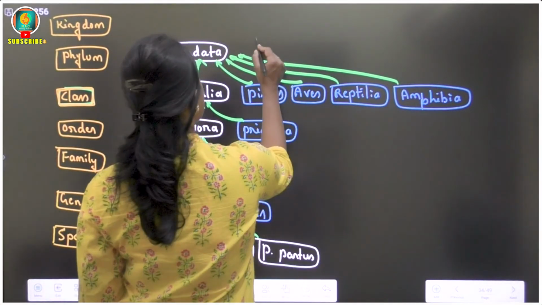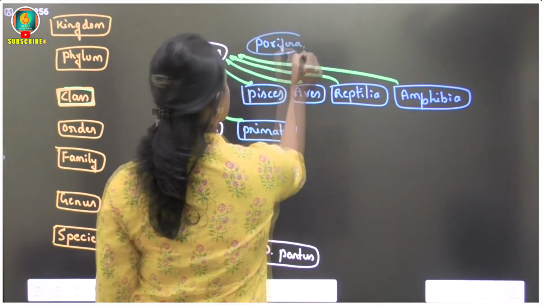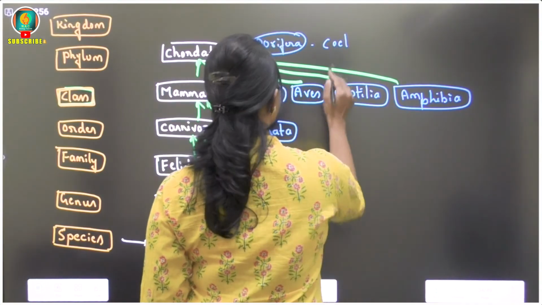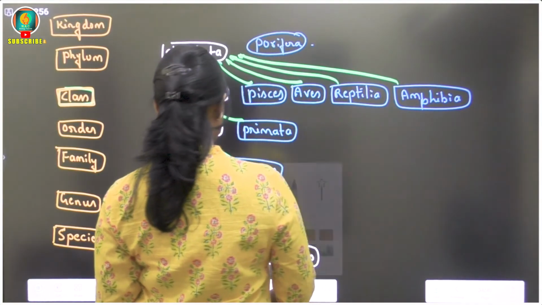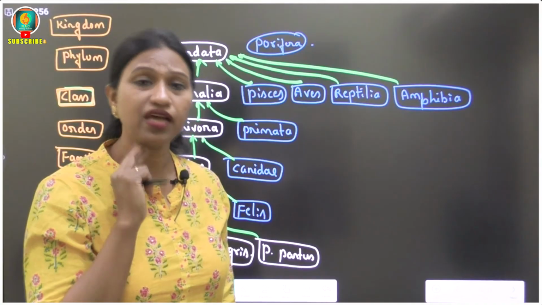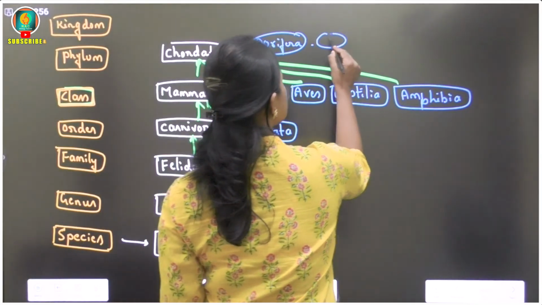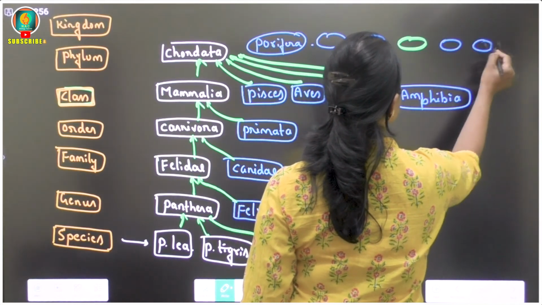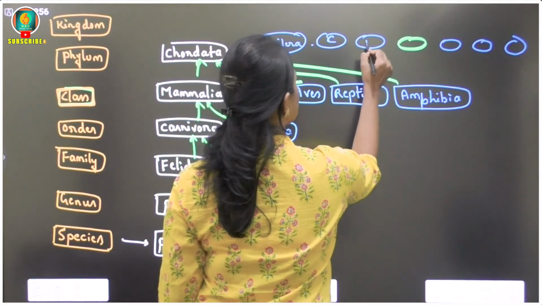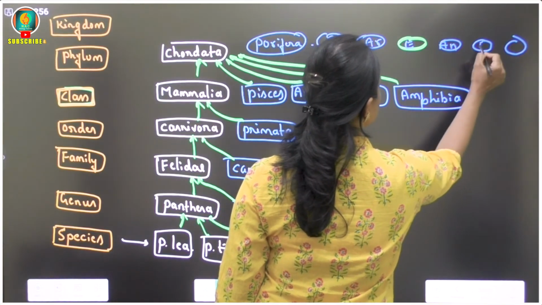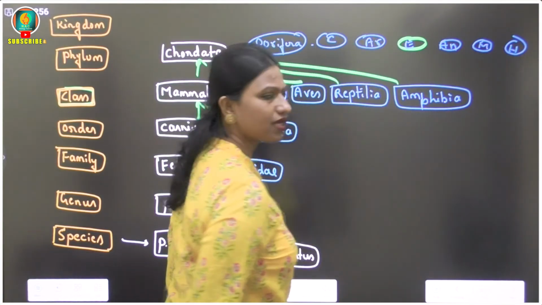What are those? Phylum Porifera, phylum Coelenterata. Okay, I can't write fully here because you are going to learn in detail about all those things. Porifera, Coelenterata, Annelida, Arthropoda, Echinodermata, Mollusca. So like that we can make a list of so many phyla here: Coelenterata, Arthropoda, Annelida, Echinodermata, Mollusca, Hemichordata, like that we can list.